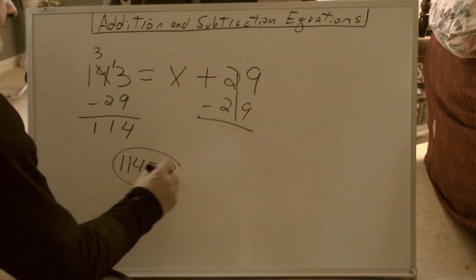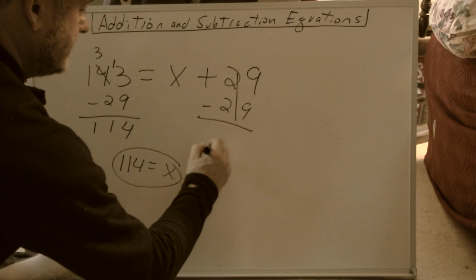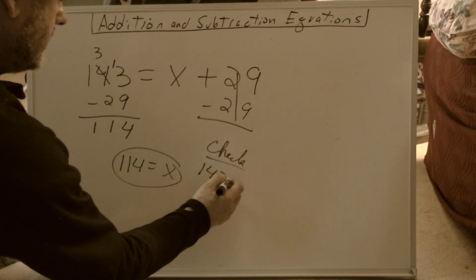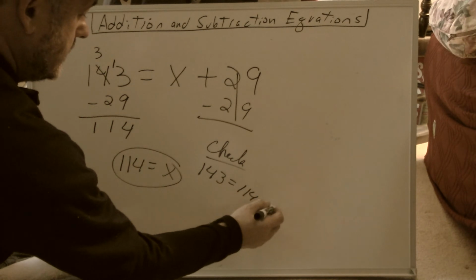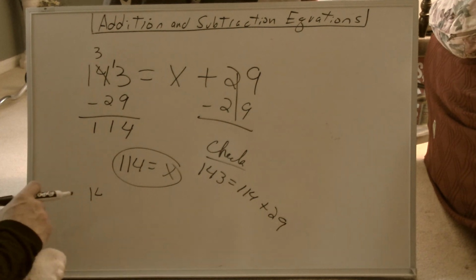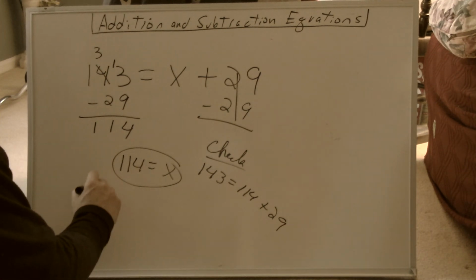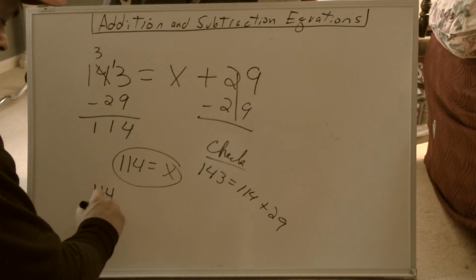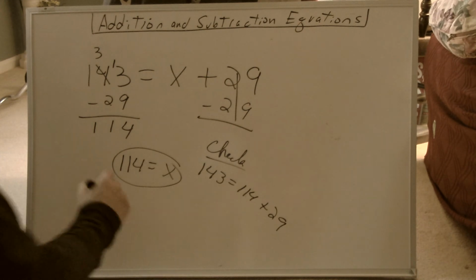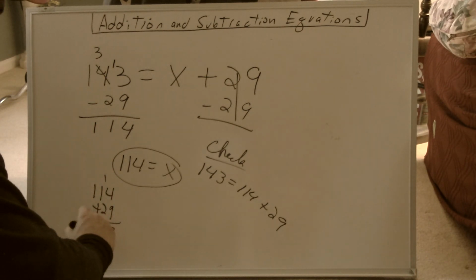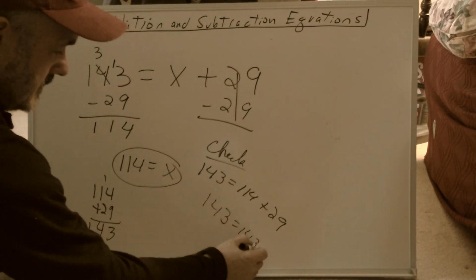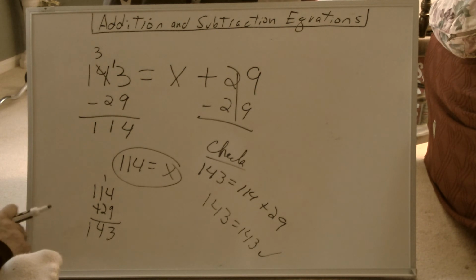Let's see if I'm correct. Go back to the original problem. This is my check. It's kind of sloppy, but 143 equals 114 plus 29. Now let's do it over here. 114, I meant to say. 114 plus 29. 9 plus 4, 13. 2 plus 1 is 3 plus 1 is 4. Bring down the 1. So 143 is indeed 143. Okay, I hope you're getting this at home.